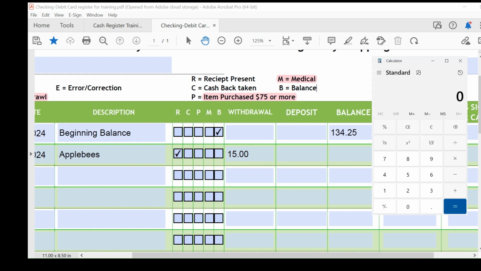So we've got 134.25 minus, a withdrawal is a minus, 15. So the new total, the new balance, is 119.25.